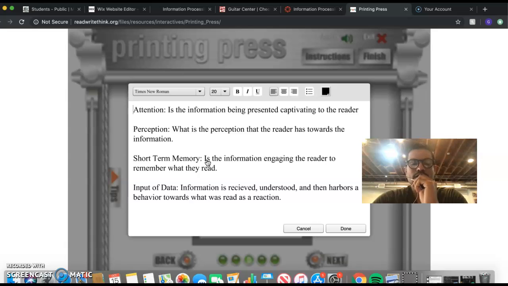The next one is input data. The information is received, understood, and then patterns of behavior follow; it's basically the process the information takes. Somebody reads it, somebody processes it, understands it. What is the reaction that somebody has towards it?